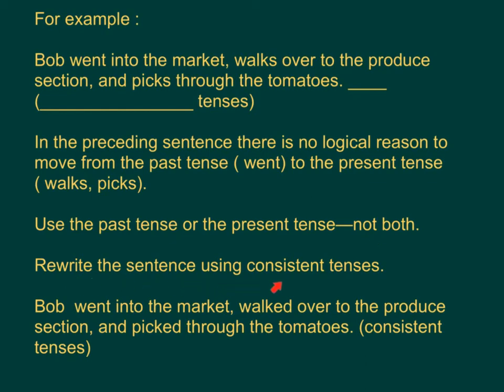Rewrite the sentence using consistent tenses. Bob went into the market, walked over to the produce section, and picked through the tomatoes. Consistent tenses.